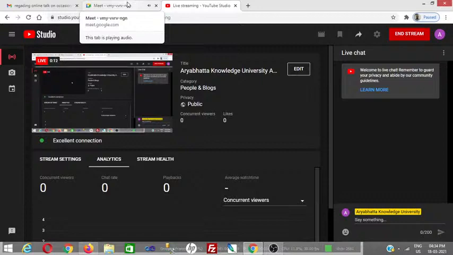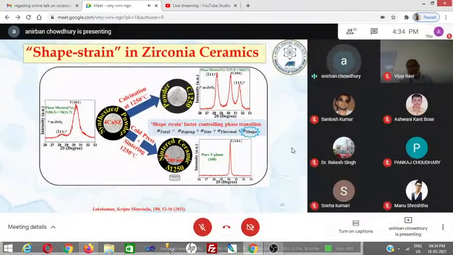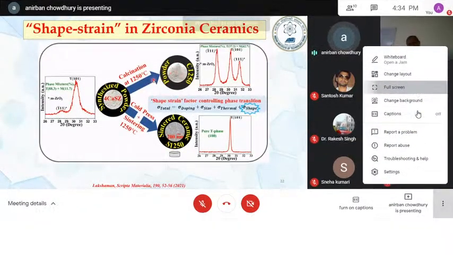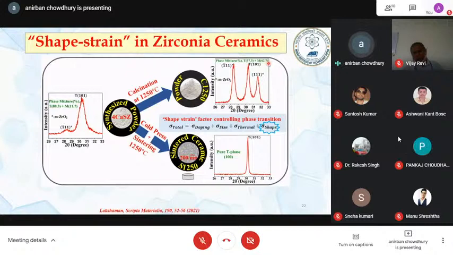Phase is full, 100% monoclinic is 0. Don't make it a pellet, don't give it a shape. Just calcine the powder at the same sintering temperature. What do you get? You get full monoclinic. You get 63% monoclinic. Okay, what does it mean?